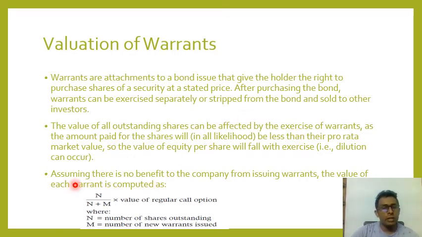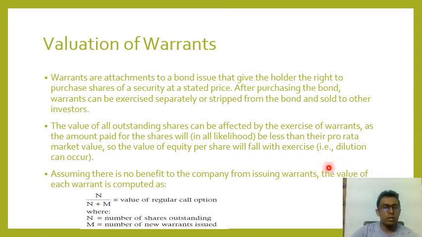We'll have to assume there is no benefit to the company for issuing warrants. That is because if the benefit is there, it will automatically increase their reserves and surplus, and the value of the company will increase. So assuming there is no benefit from the issue of warrants is a critical assumption here. It is being assumed that when somebody issues a warrant they will get some money from the investors, and that value will be added into their reserves and surplus. So the total value is the company's reserves and surplus plus the investors' equity, divided by the number of equity shares.